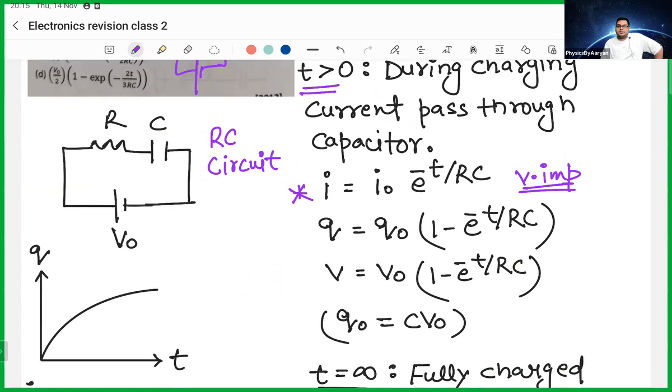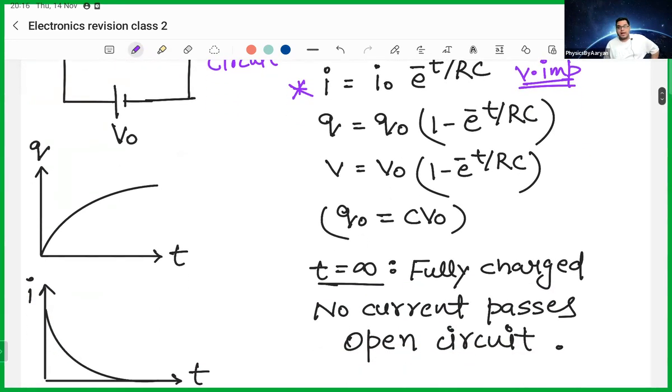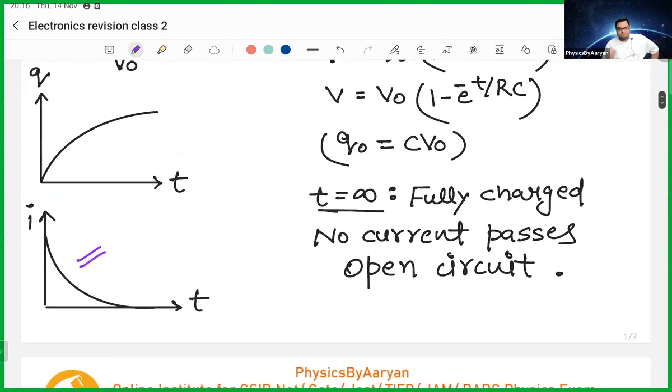The current in the capacitor is I equals I naught e to the power minus t by RC, which basically means that current is decreasing exponentially. As I told you, as the capacitor keeps on getting charged, the current keeps on decreasing exponentially, and finally the current becomes zero. When the capacitor is fully charged, current is zero. So this is your graph. Current is decreasing to zero.